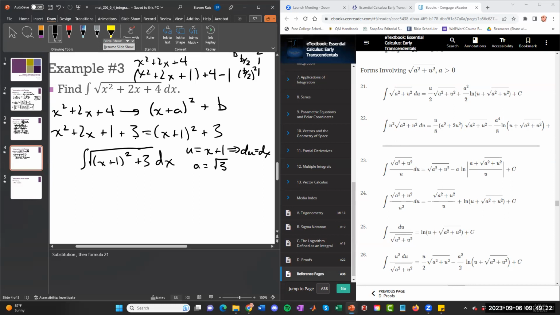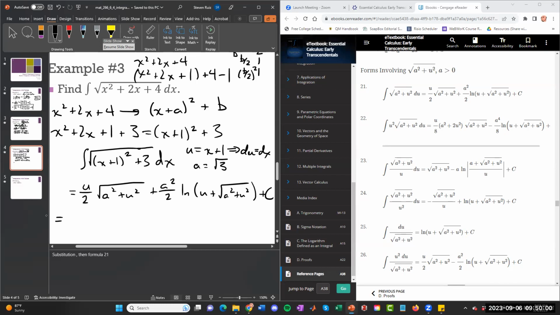All right, so based on rule 21, what should this integral become? a squared over 2 times the natural log of u plus radical a squared plus u squared, plus c, right?